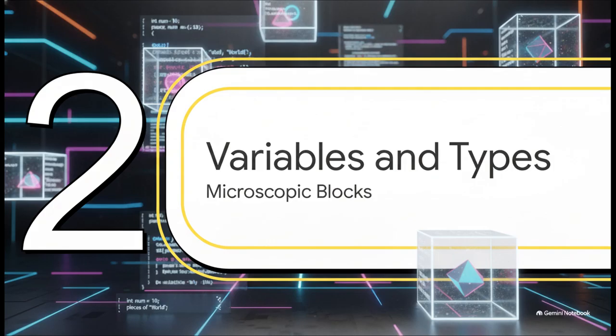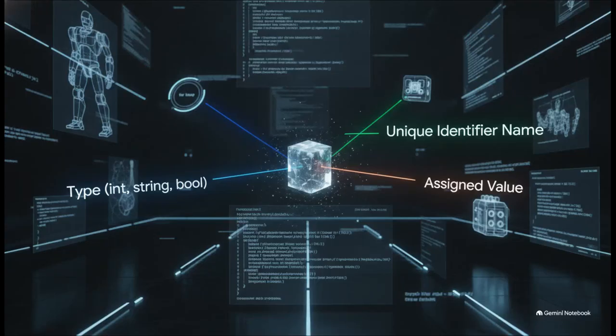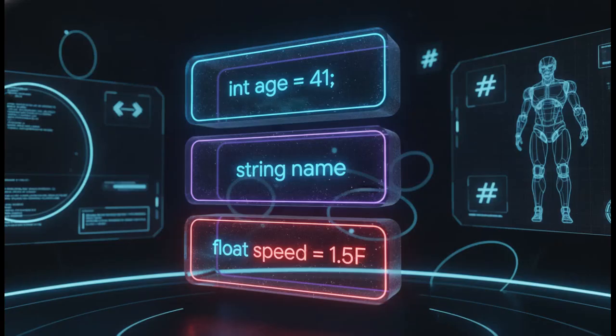Moving right along to Section 2, variables and data types, the microscopic building blocks. Okay, so every single variable container in C# needs 3 distinct elements to successfully materialize. You can't just toss your data out into the void and hope for the best. First, you have to specify the type, like an integer, a string, or a boolean. Then you give it a unique name. And finally, you assign it a value. Check out how these specific data types actually look in practice. We've got our integer for whole numbers and our string holding text wrapped in double quotes.